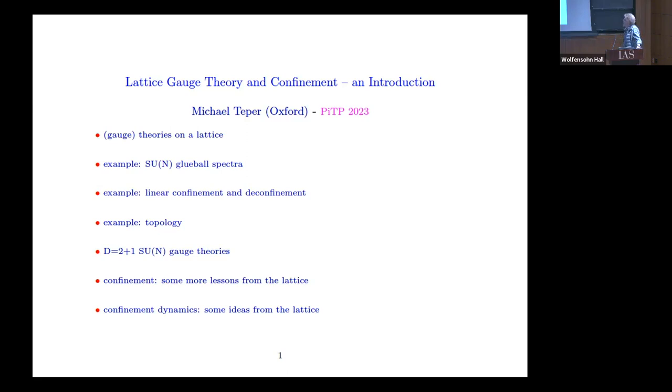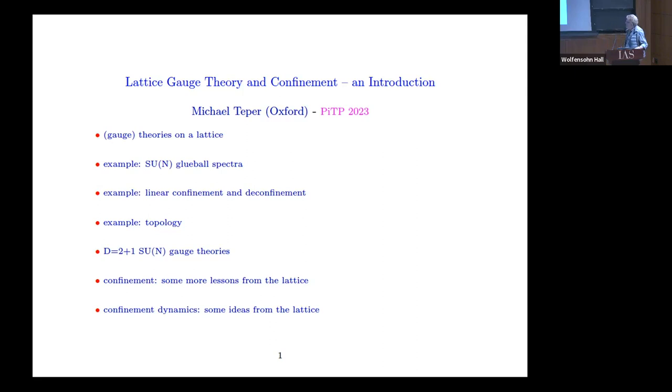The examples I'll focus on will be to do with glueball spectra in SU(N) gauge theories, in particular the N going to infinity limit, the confining properties of SU(N) gauge theories, deconfinement, and topology on the lattice. That's interesting because topology has to do with continuous deformations, and on a lattice you don't have that because the space-time points are discrete. So it's interesting to see how the topology of the gauge fields can be located, and how you can change topology on the lattice.